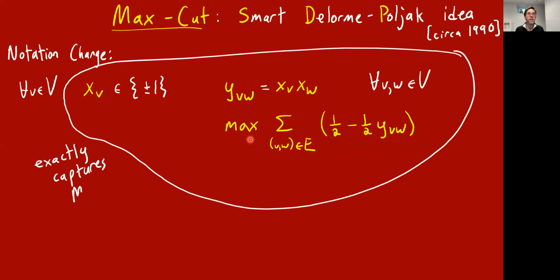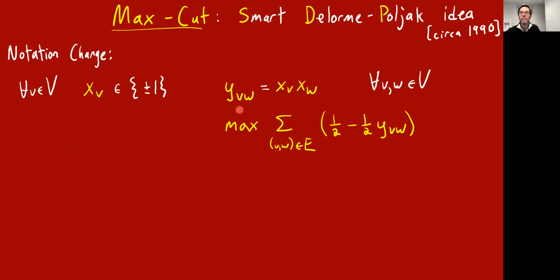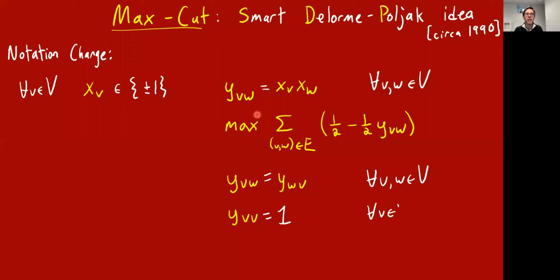So what I'm trying to say here is, I've just switched notation. So far, this program, if you could carry it out, exactly captures max cut. Let me throw in a few more equations that are fine. Certainly, if you have this set up, then yvw should equal ywv. So I can throw that in. That's a linear equality, so that's fine for LPs. And again, if yvw is supposed to equal xv times xw, and xv's are supposed to be plus or minus 1, then yvv should always equal 1. And that's another linear equality, so there's no trouble in throwing that into an LP.